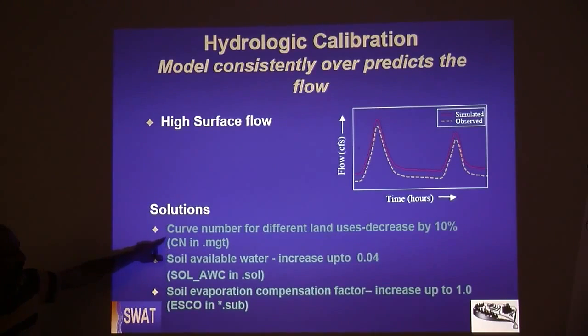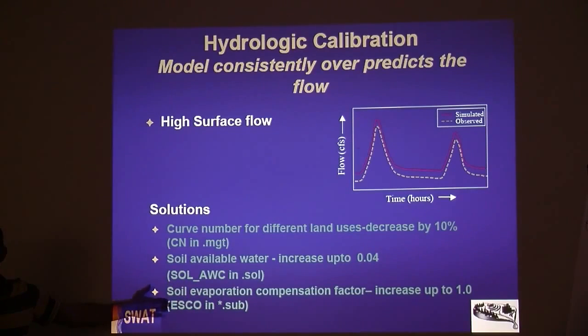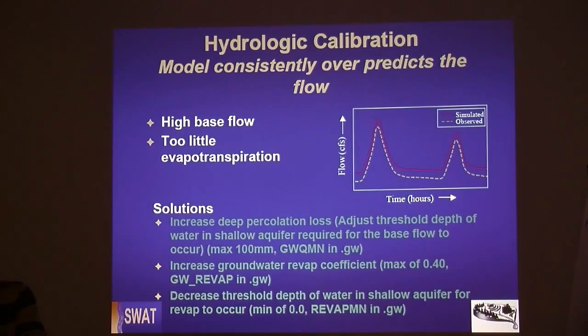So if you're overestimating, you need to decrease the curve number, CN2. You need to increase the soil water capacity, and you need to increase ESCO, the compensation factor. So it gives you some idea when you look at the hydrograph, the observed versus simulated, of what you should do. For different situations, you may have to change different parameters.